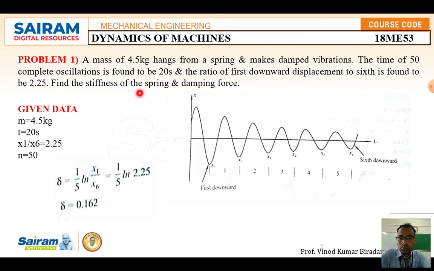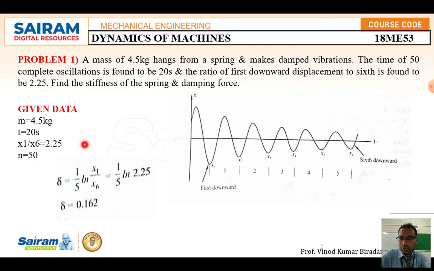Find the stiffness of the spring and the damping force. Note this is the cycle. Here this is the displacement, this is the time. This is the initial, so the first cycle, second, third, 4, 5, 6. They have given the 1 to 6 ratio, which is equal to 2.25. Note the first step is the given data here. Mass is equal to 4.5 kg, time is equal to 20 seconds, and x1 by x6, the first to the 6th displacement amplitude ratio, is 2.25.